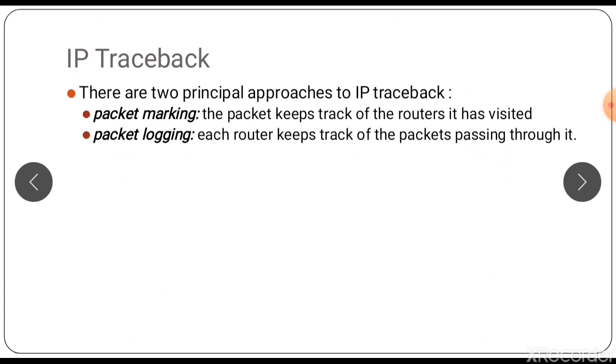There are basically two principal approaches for IP traceback. We can go for either packet marking, where the packet keeps track of the routers that it visits. The other one is packet logging, in which each router keeps track of the packets that pass through it. Both these methods require the cooperation of core routers. In addition, we have a hybrid approach using a combination of packet marking and packet logging.